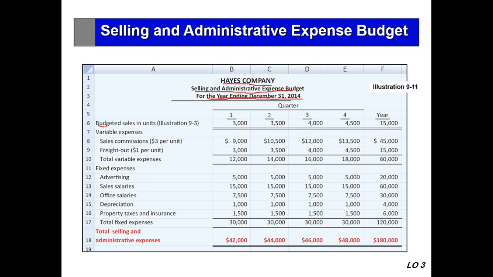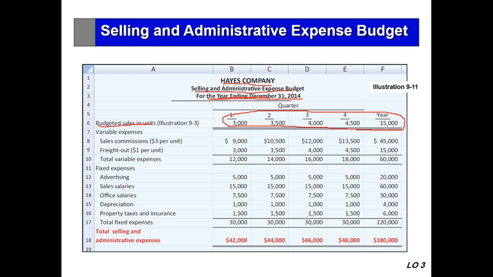Start here with budgeted sales in units. Budgeted sales are from the sales budget. These amounts are from the sales budget, which is the first budget we prepared in the previous videos. We anticipate 3,000 units to be sold in the first quarter: 3,000 in the first quarter, 3,500 in the second quarter, 4,000 in the third quarter, and 4,500 in the fourth quarter, 15,000 for the year. This is the anticipated sales.